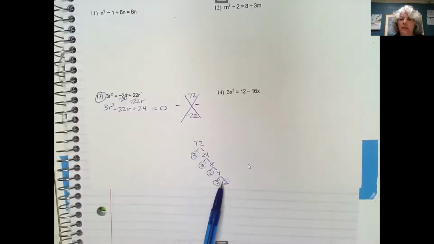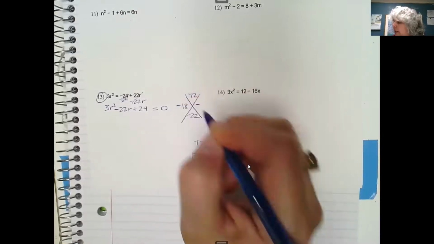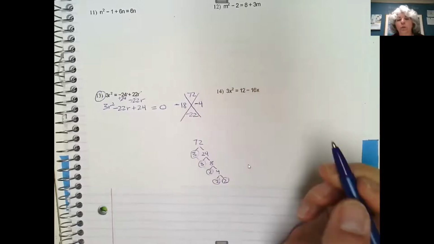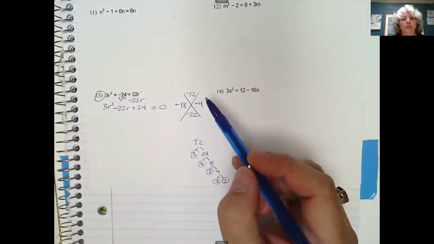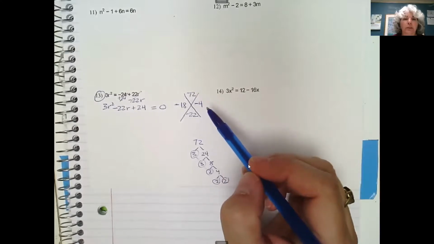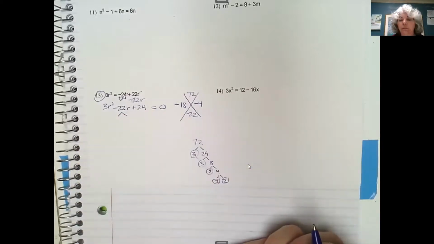So 9 times 8 is not negative 22. I mean, 9 here and 8 here, although they do multiply and give me 72, they're not going to give me 22 when I add them. So that wouldn't work. 9 times 2 is 18. Oh, and 18 and 4. So these three go together to make 18, and those two go together to make 4. So I know that 18 times 4 is 72. If they're both negative, it's still going to be positive 72 when I multiply them. And when I add them, it's going to be a negative 22. So that's how I'm going to replace this number in the middle here.